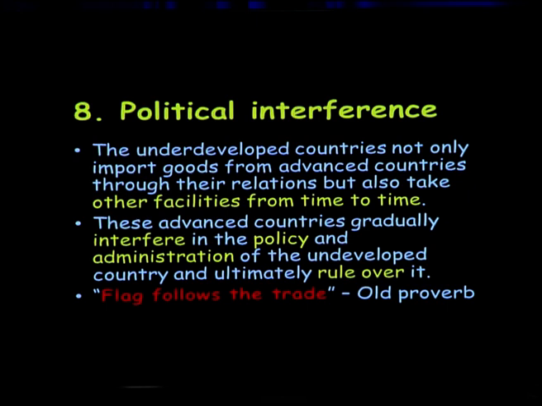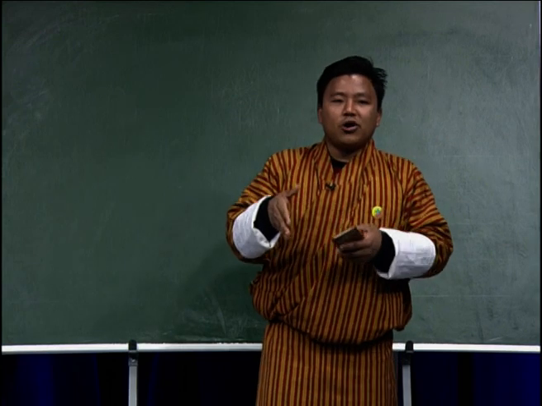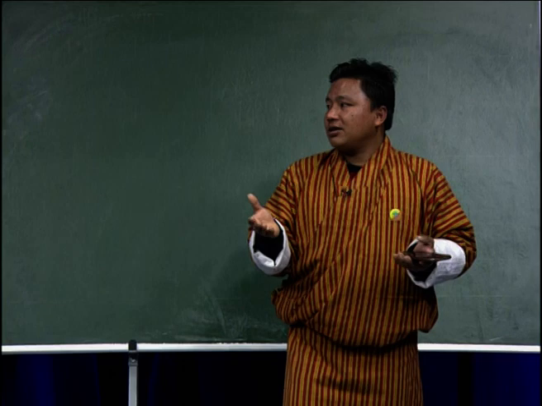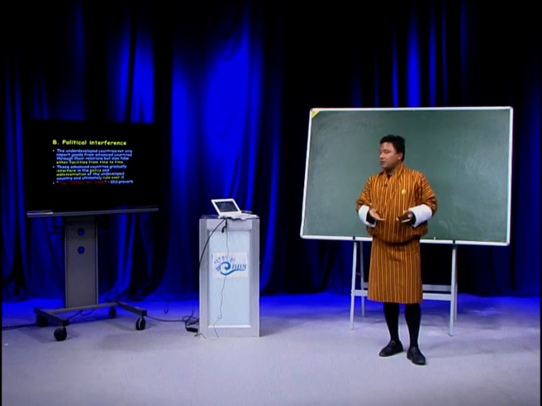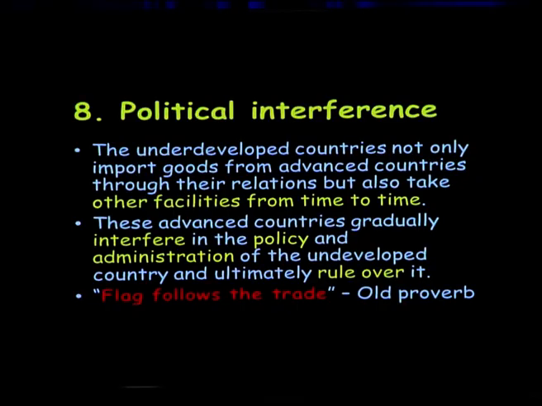Political interference. The underdeveloped countries not only import goods and services from the developed countries through international trade, but also take other facilities from time to time, meaning they take some advantages and get loans from the developed country, and this developed country will take its advantages, and even interfere in the economic policy as well as the administration of the underdeveloped country, and ultimately rule over it. This may happen. As the old proverb says, flag follows the trade. This happens because of international trade.